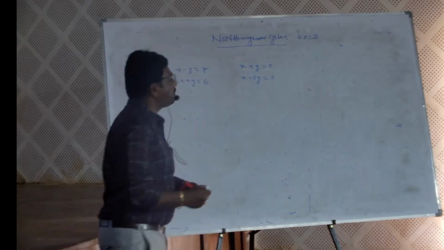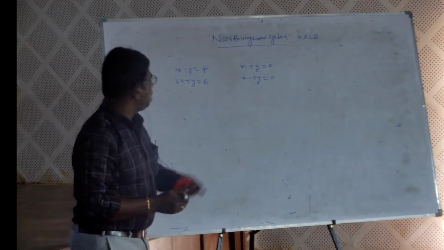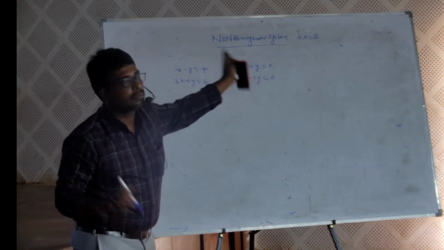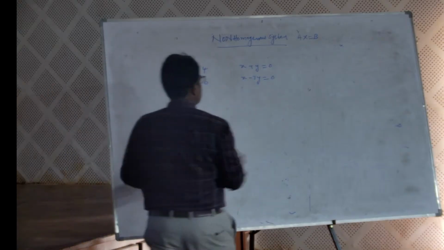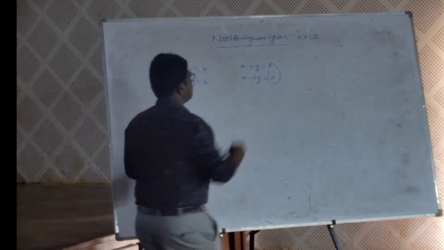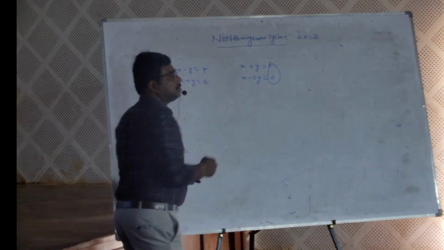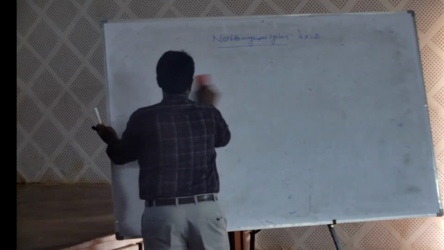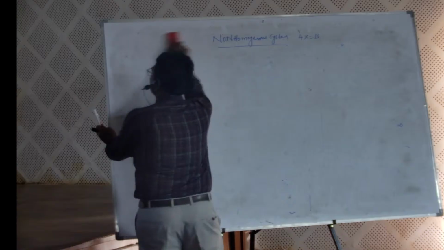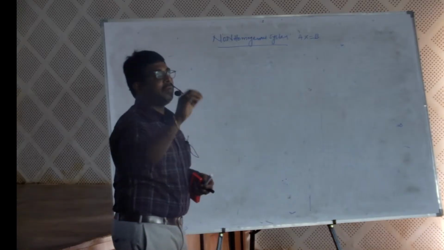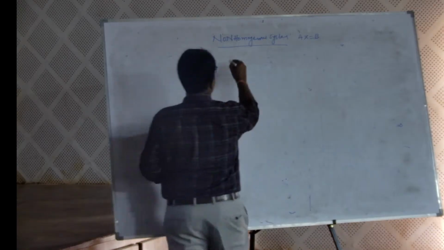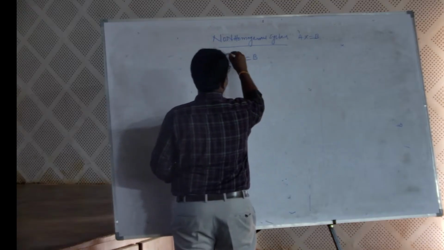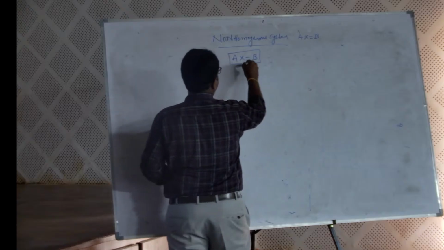Tell me which is homogeneous, which is non-homogeneous. First example is homo. This is non-homo. And this. Next, heading: behavior of non-homogeneous system. Ax equal to b.